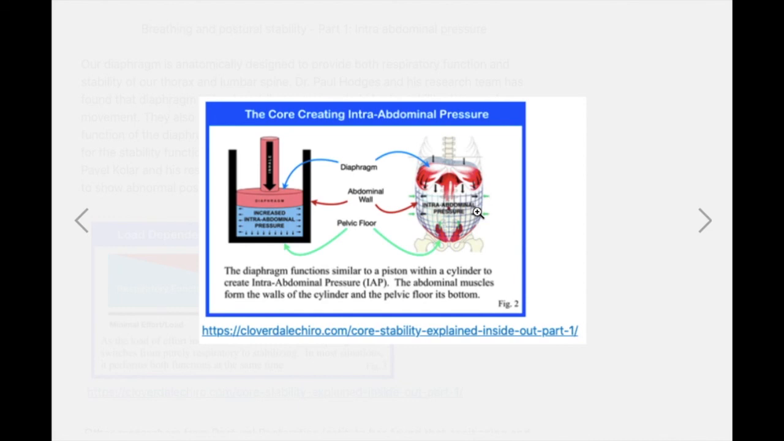So, in the next section, I will talk about how our neuromuscular system controls the intra-abdominal pressure. Stay tuned.